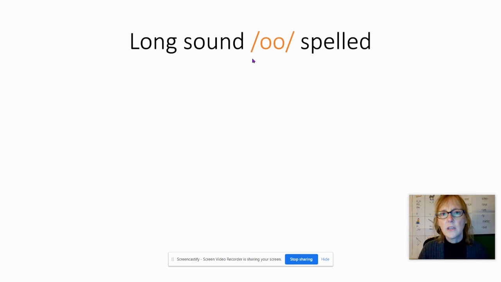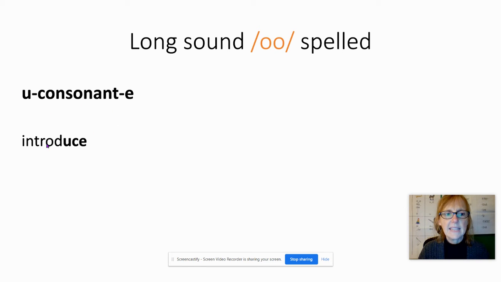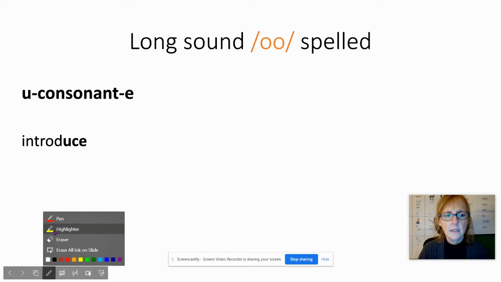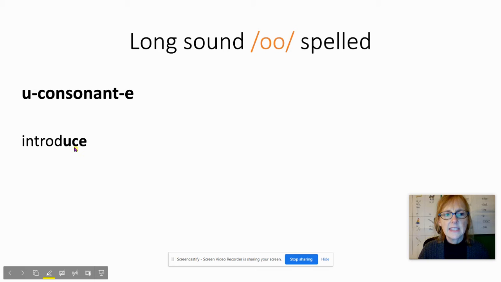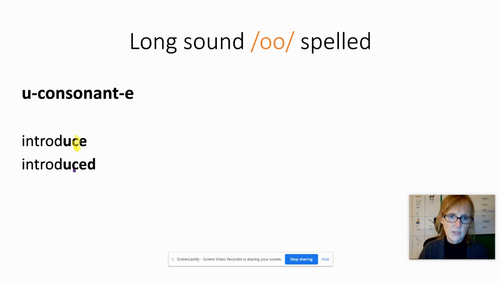The long sound oo is spelled in three different ways. The first way is U consonant E, like in introduce. The consonant here is a C, and the U consonant E. Introduced. They're both on your spelling list, so I thought I would really show you that. Introduced, we dropped the E and then we added ED.